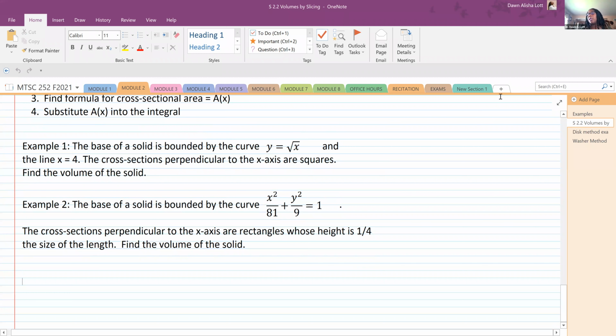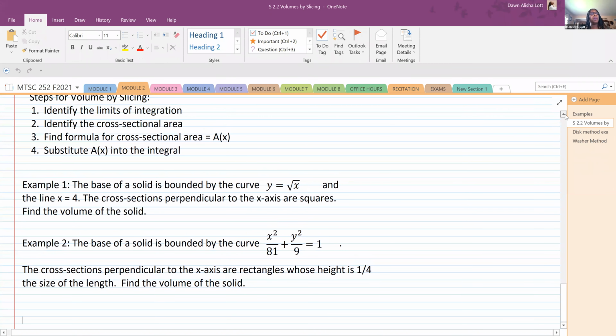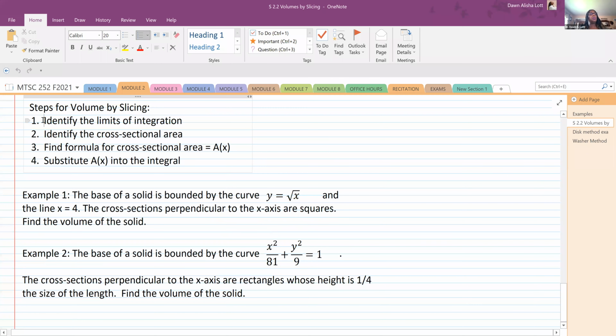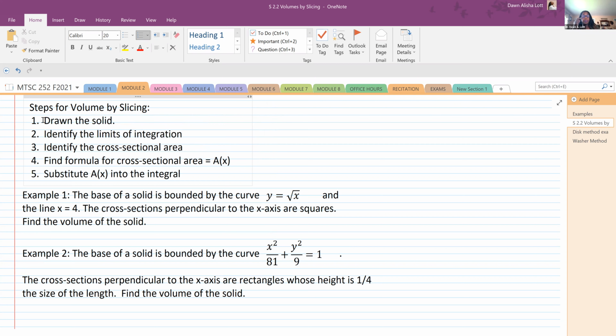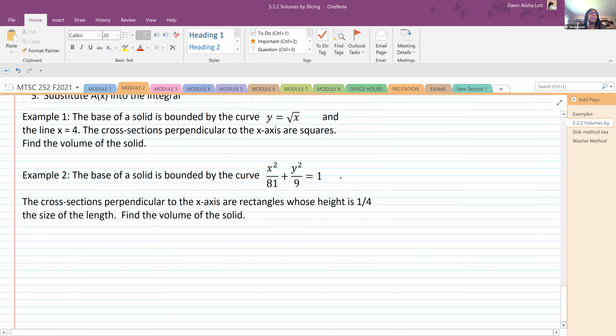And I'm going to go back and add one more step to my original steps from before. I don't know how I forgot this step, but the most important step is, if you can, draw the region, draw the solid. So we're going to try to draw this thing. Okay, so the first thing I want you to do for example 1 is draw the base. What does the base look like? So draw the base in the XY plane.